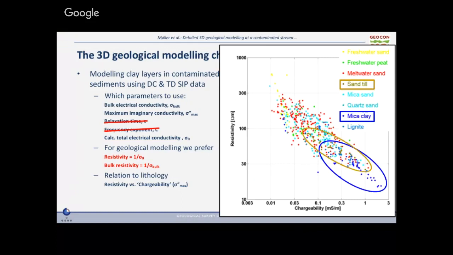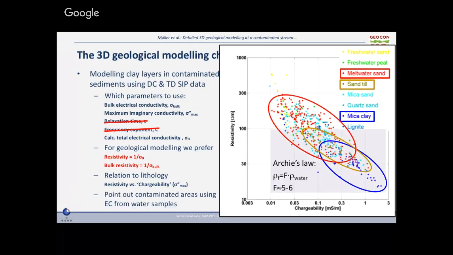Then we have a sand till, which lies in here, which also has parts that are chargeable and quite low in resistivity, but it overlaps completely with all the other things. Then we have a broad band of groundwater sands here. And then we have to see what happens when we have the contaminants. Almost everything below a resistivity of 100 ohm-meters might be influenced by contaminants from the Arctic law, and a formation factor of... So if we have resistivities below 100 ohm-meters in the sands, that's probably where we have the contaminants. So a lot of the red dots in this area are where the contaminant sits.